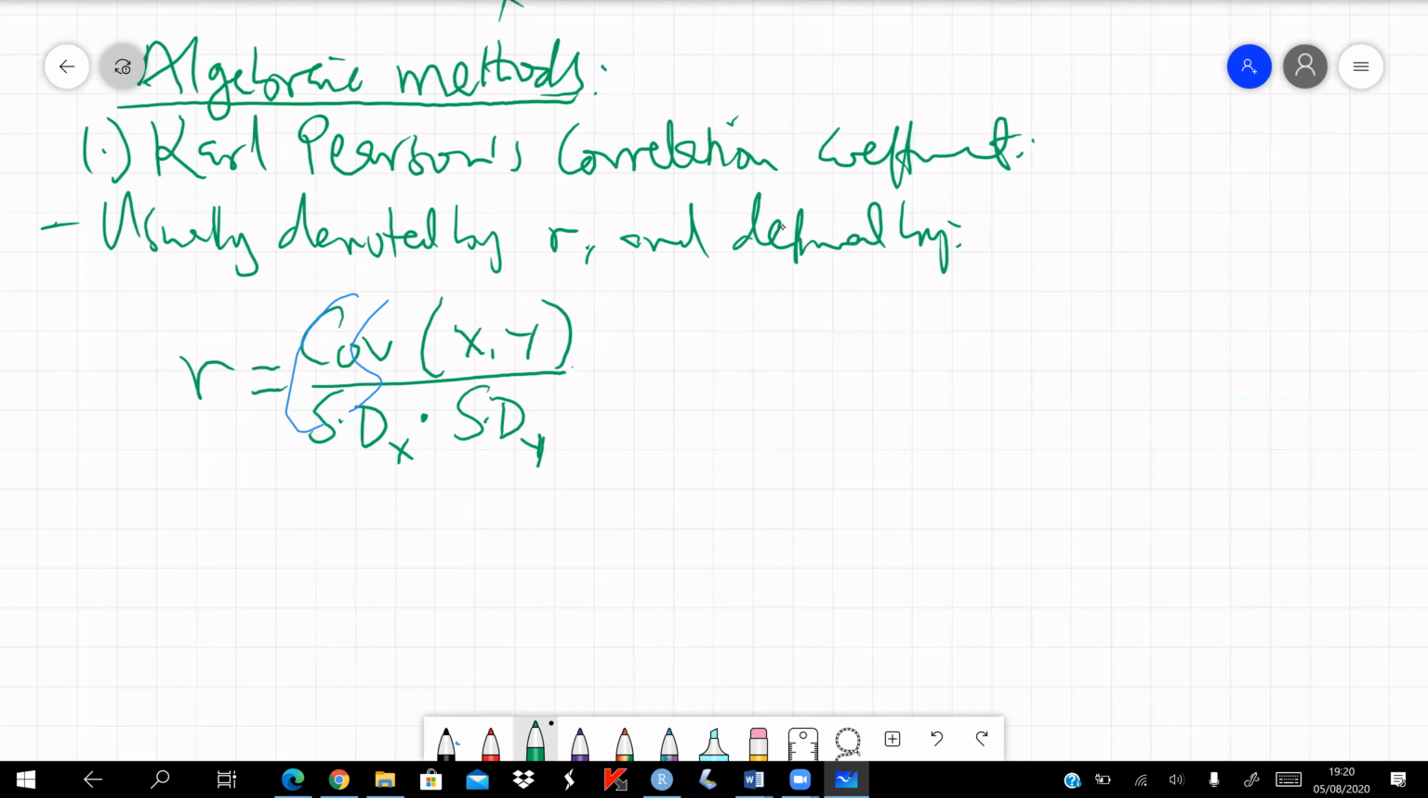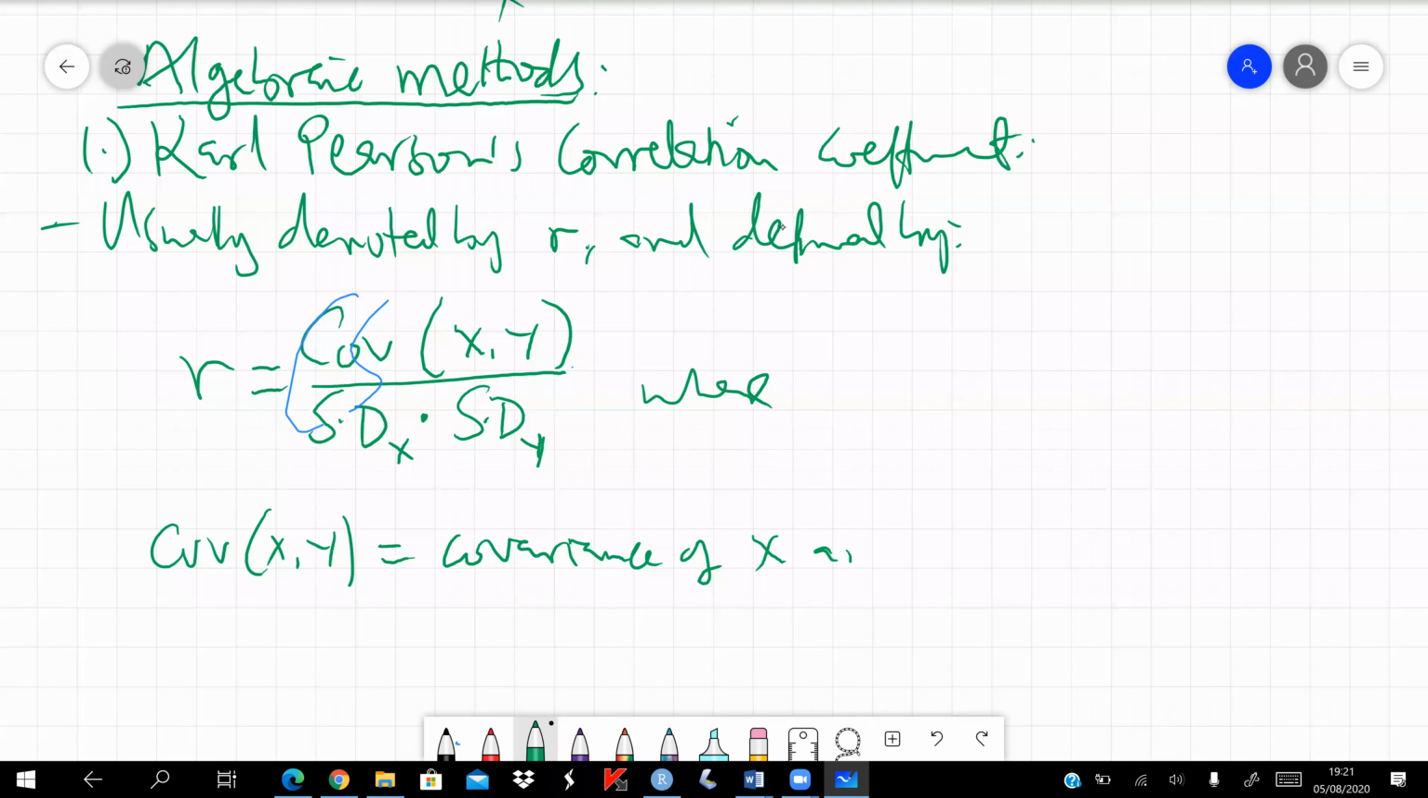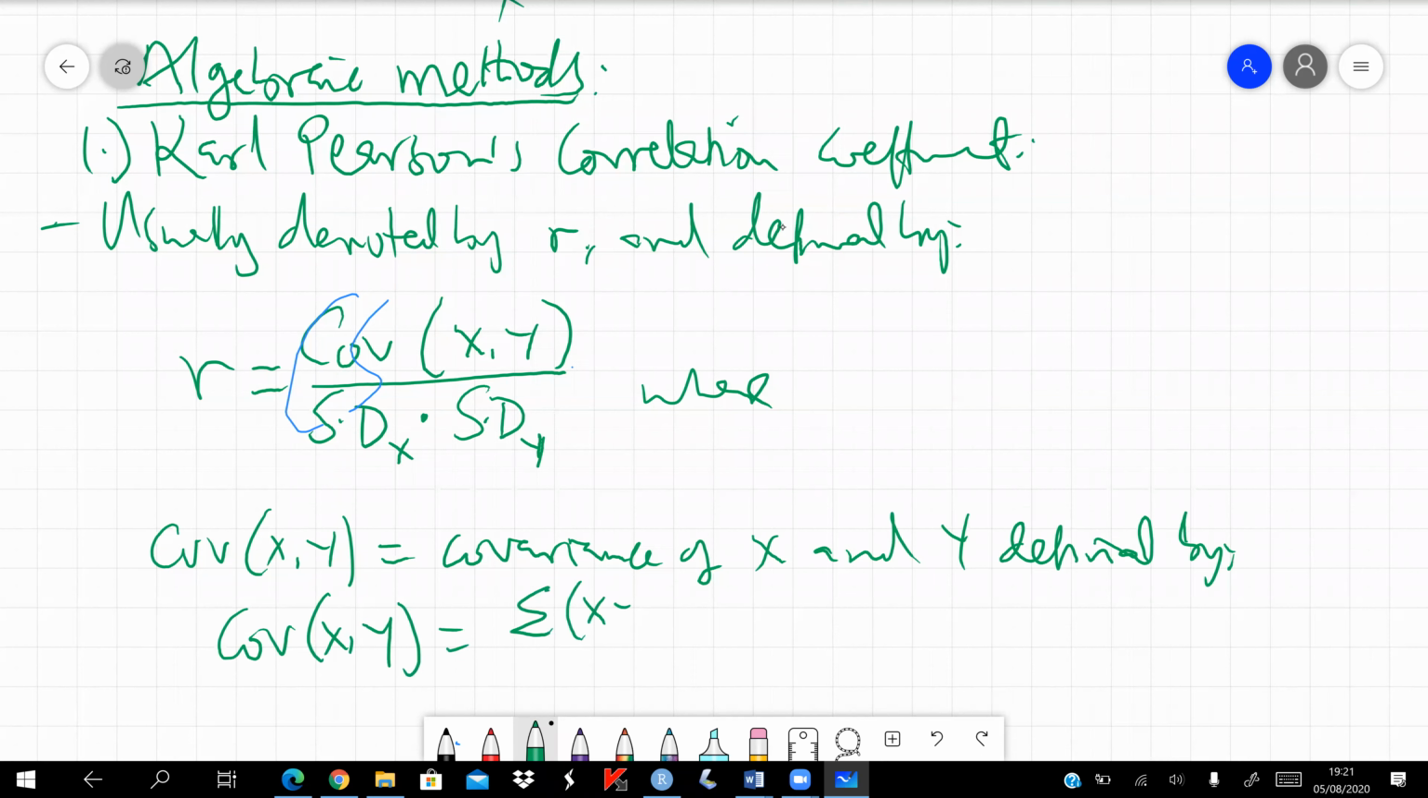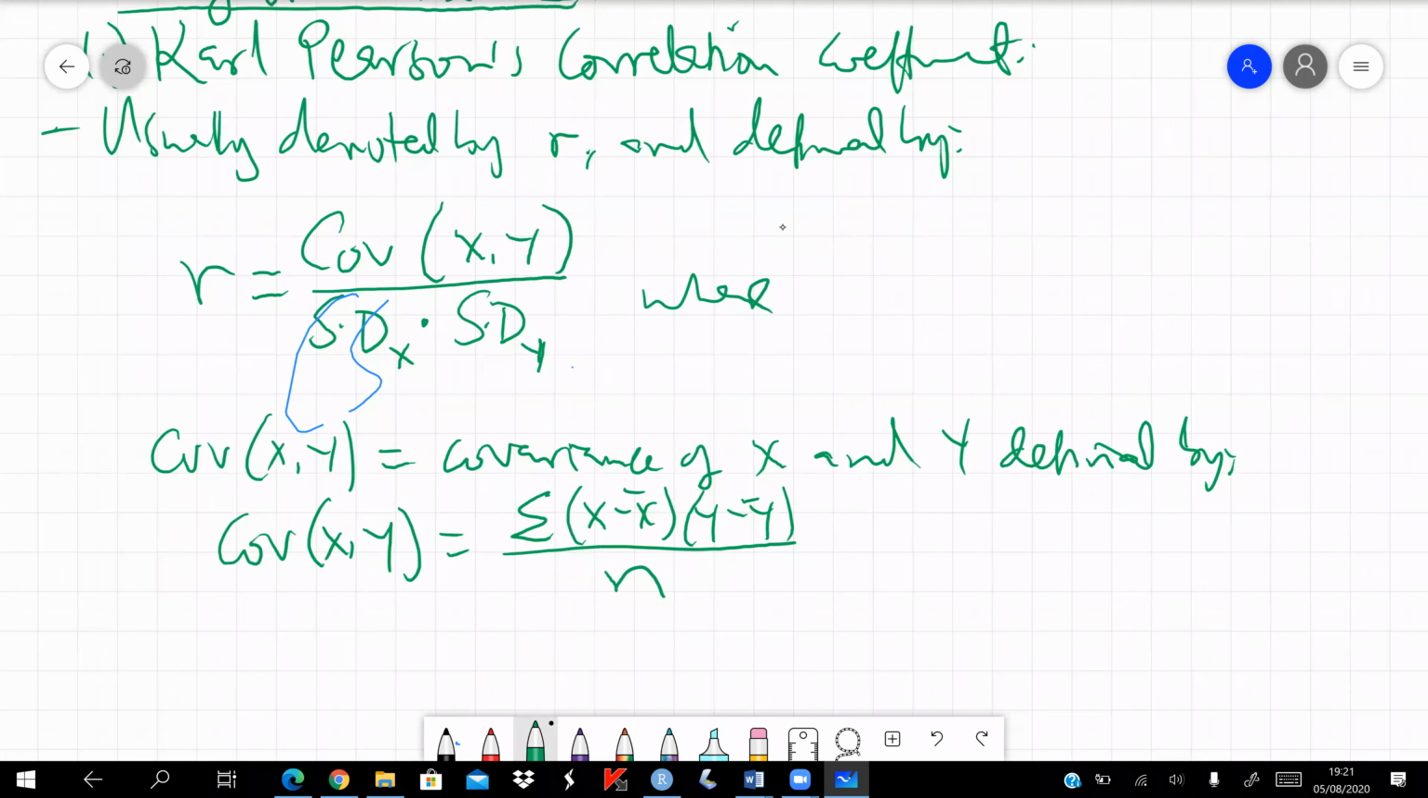Okay. So where COV(X, Y) is the covariance of X and Y, defined by, we say covariance of X and Y is given by a summation of this product of deviations. We find the mean of this product of deviations. So X minus X bar multiplied by Y minus Y bar. You sum up, then you divide by N.